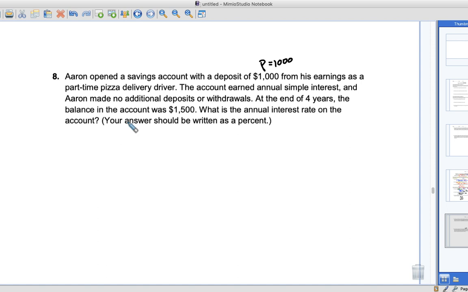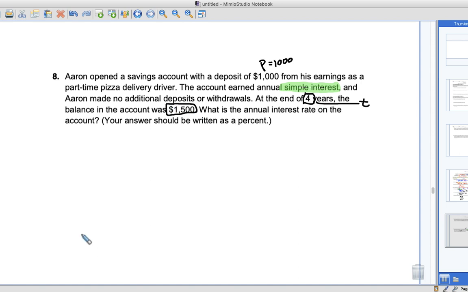Okay, the account earned annual simple interest, and Aaron made no additional deposits or withdrawals. At the end of 4 years, the balance in the account was $1,500. What does that tell us?